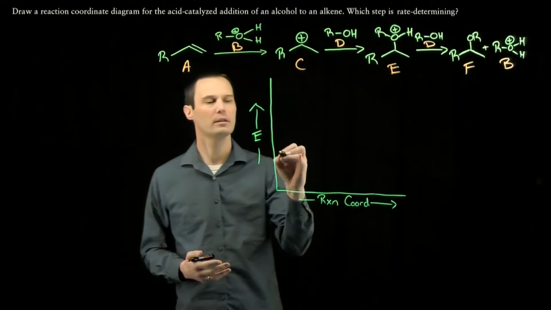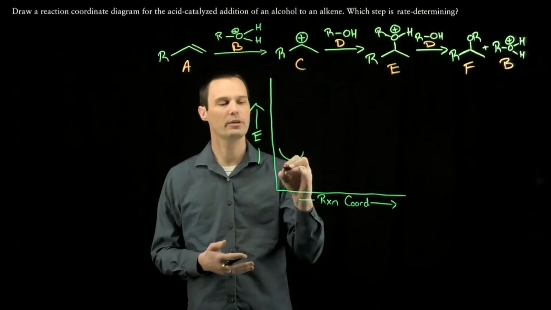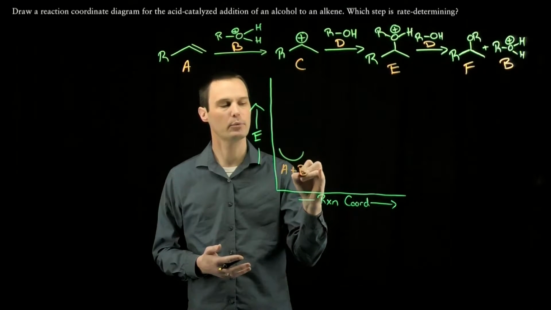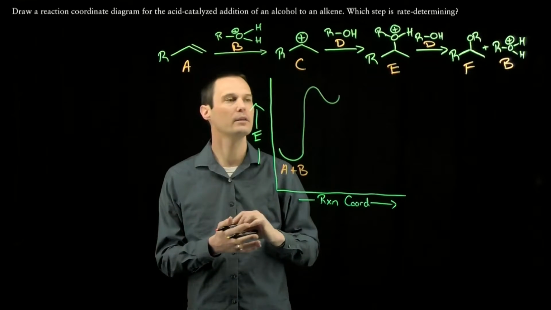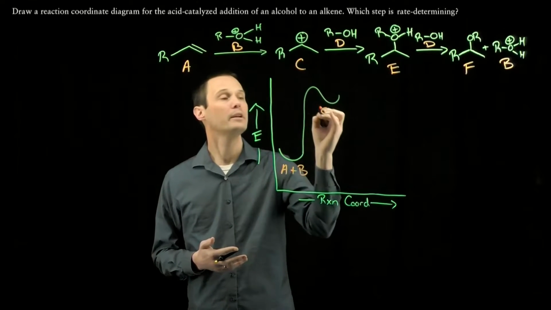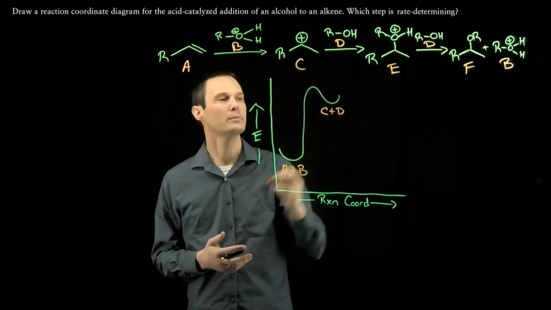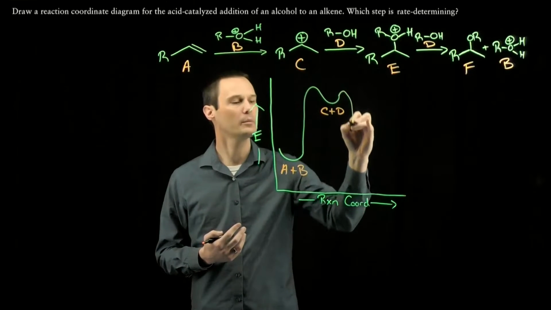The reaction coordinate, the energy diagram, then starts with the reaction of the alkene A plus the protonated alcohol B to form carbocation C. Carbocations are high in energy. Intermediate carbocation C will react with some alcohol D to form our key carbon-oxygen bond.